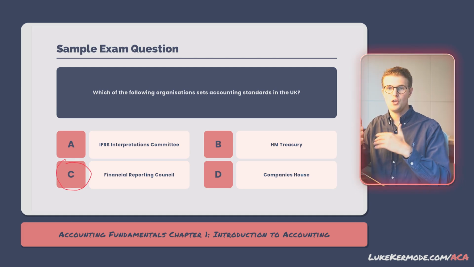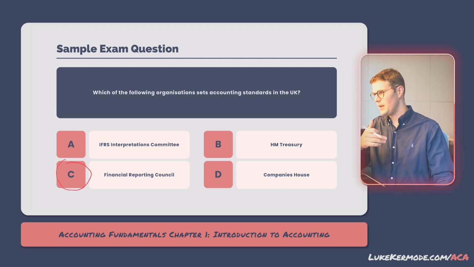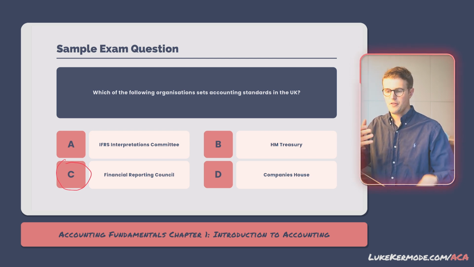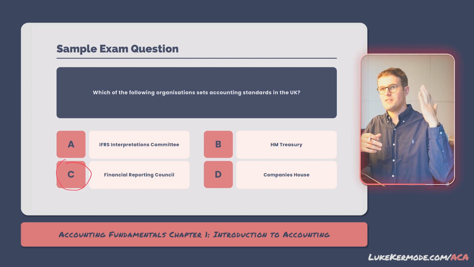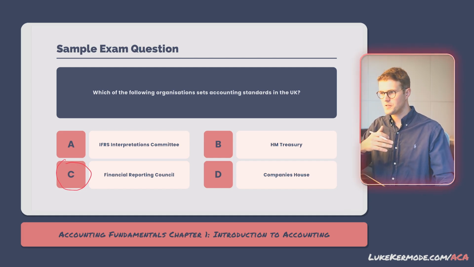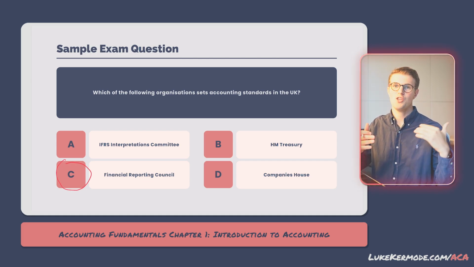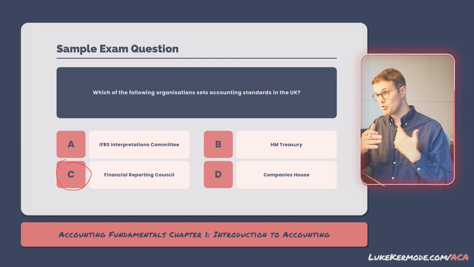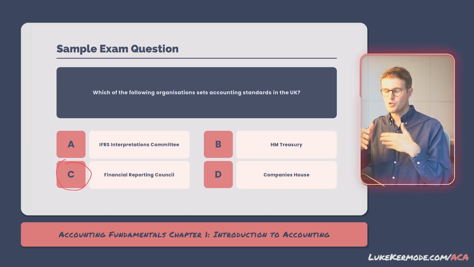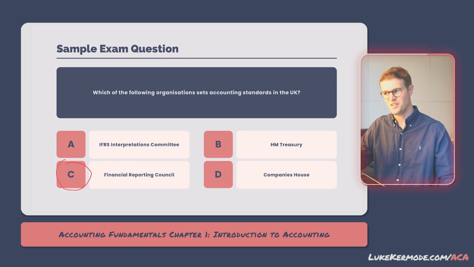The FRC is the UK's official standard setting body. It develops and maintains the UK's accounting standards, including FRS 102, through its codes and standards committee. And then in terms of the other options, the IFRS Interpretations Committee helps clarify international standards, but it doesn't set UK rules. HM Treasury is responsible more for public finances. It's not responsible for accounting standards.